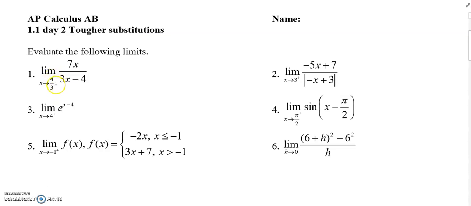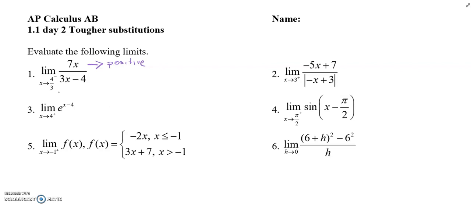So I have to think about what happens. I think about 4/3, 1.3 repeating. If I put in 1.3, 7 times 1.3 is a positive number, and it's going to get bigger as I put in 1.33, then 1.333. Then if I put a number like 1.3 into the denominator, I have to think about what's happening there.